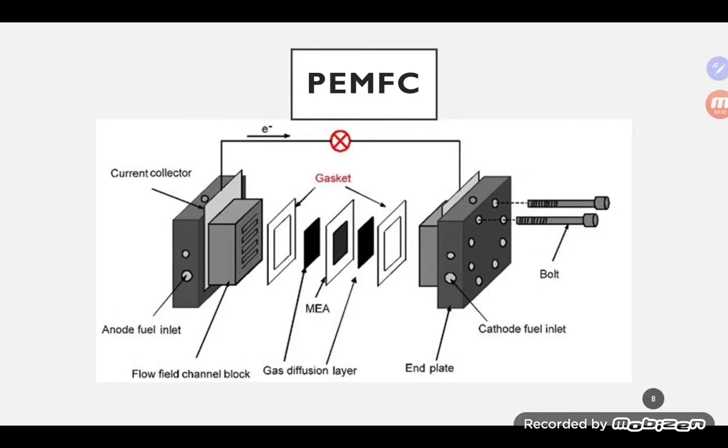So this figure shows the structure of the PEM fuel cell. We have the MEA, the membrane that we spray the platinum on, and then we assemble it with the gas diffusion layer, and then we assemble it with the flow field channel, current collector, and anode and cathode field inlet.